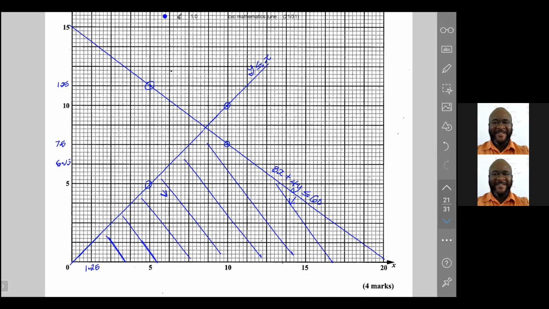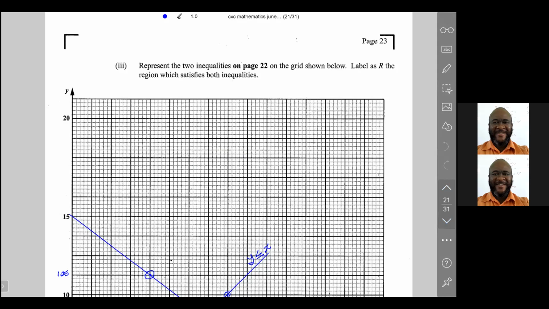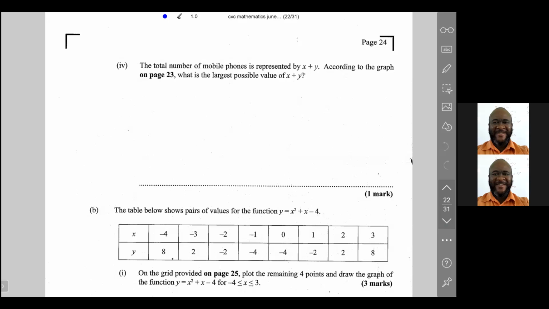So let us see what the next part of the question is. The next part says the total number of mobile phones is represented by X plus Y. According to the graph, what is the largest possible value of X plus Y? So let's go back to our graph to answer this question. The total number of mobile phones is represented by X plus Y, and according to the graph on page 23, what is the largest possible value of X plus Y?